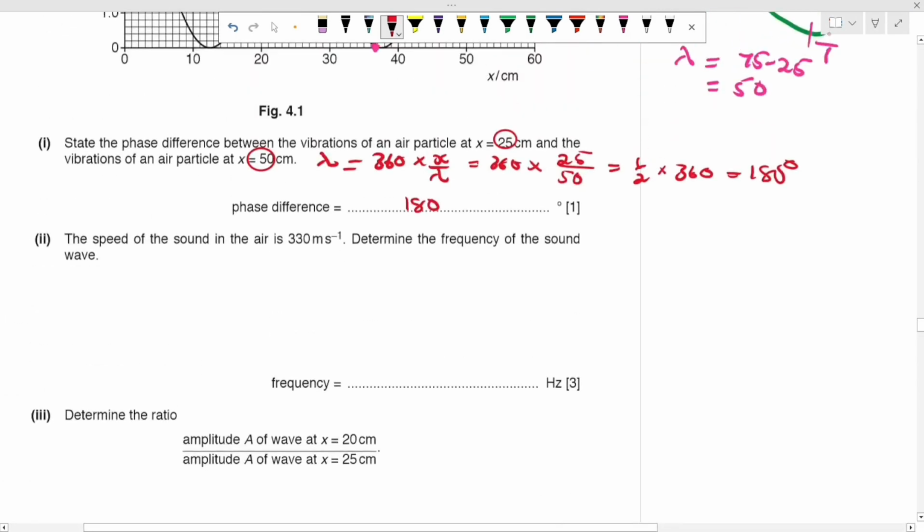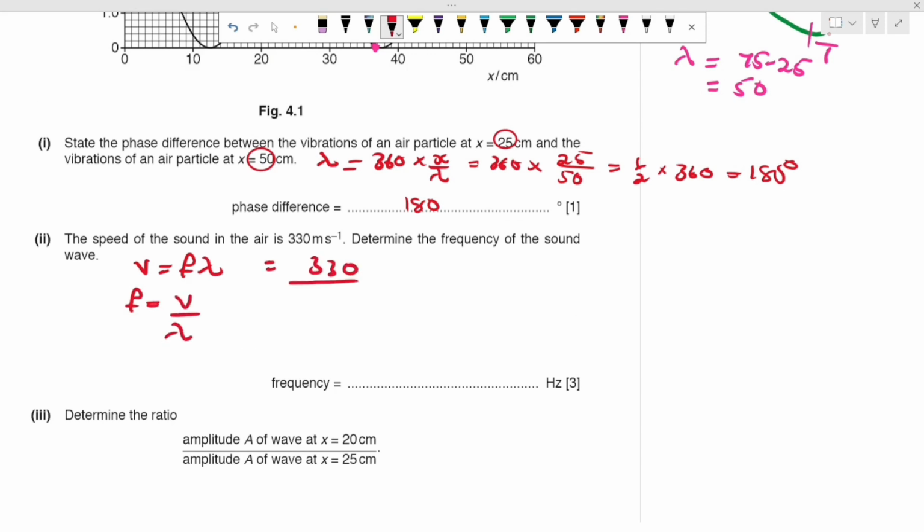The speed of sound in air is 330. Determine the frequency of the sound wave. What do we know? V is equal to F lambda. So F will be equal to V divided by lambda. Your V in this case, 330. Your lambda, 50 times 10 to the power of negative 2. So 330 divided by 50 times 10 to the power of negative 2. That will essentially give you 660 hertz.